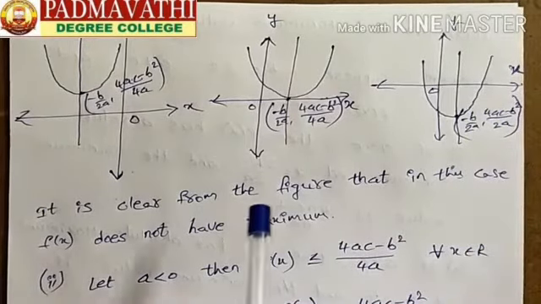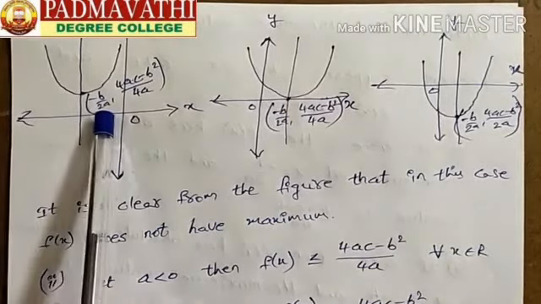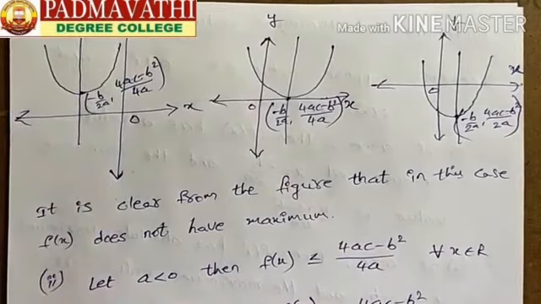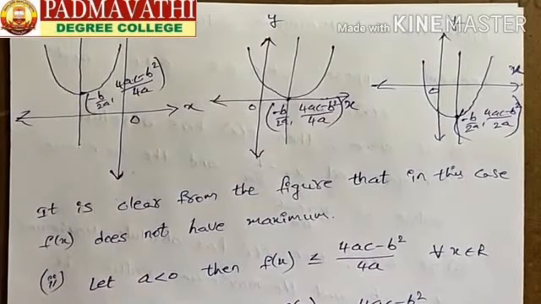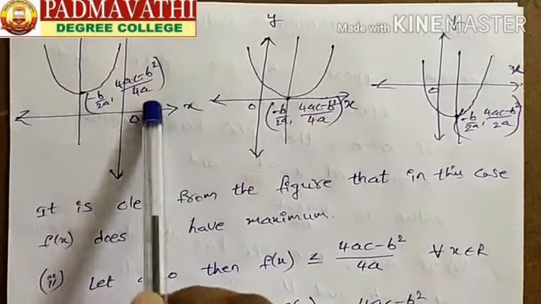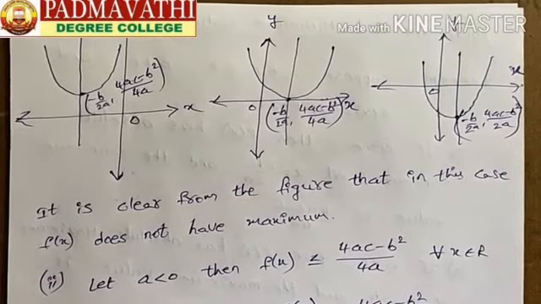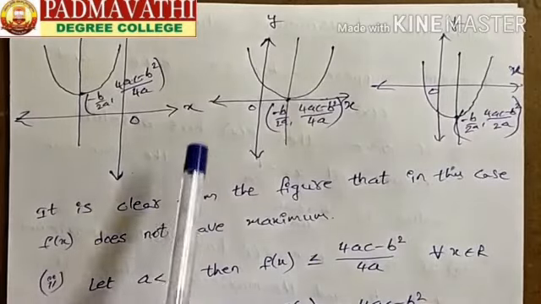In these three cases, if you observe, in the first one, minus b by 2a is where our absolute minimum value comes, and that value will be 4ac minus b square by 4a. So in this case, we are considering a is greater than 0.